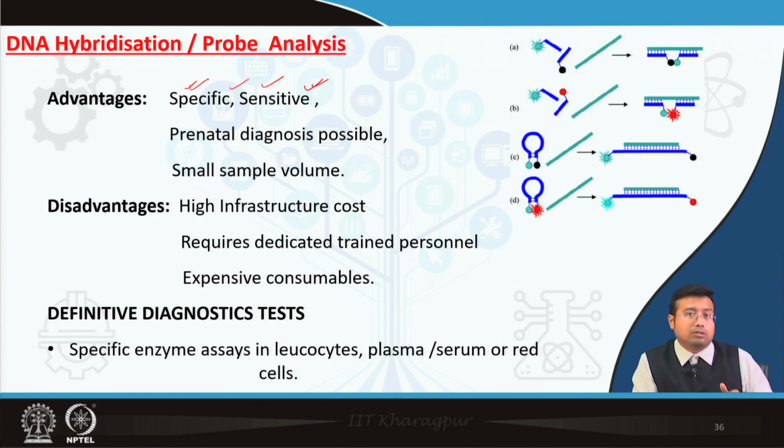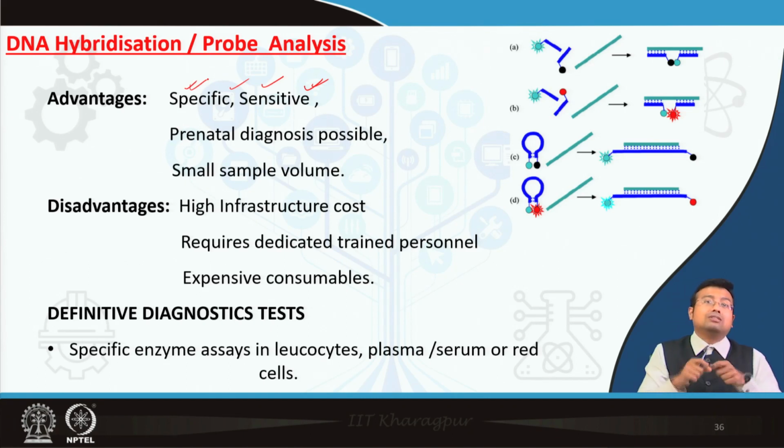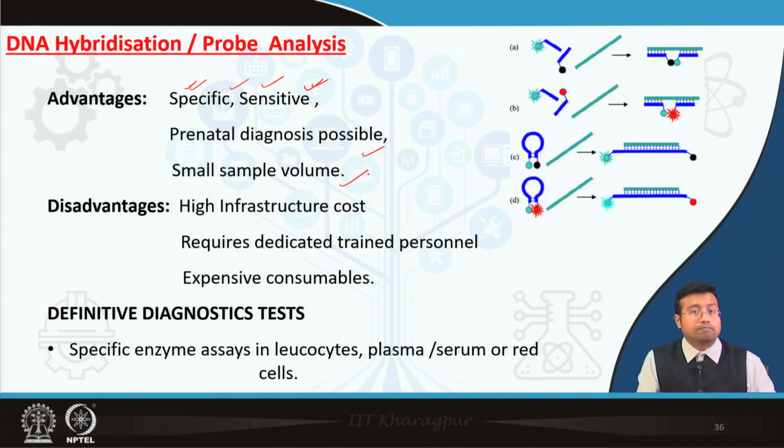Prenatal diagnosis is possible. Samples, as I told you, obtained from chorionic villus sampling and amniocentesis can be analyzed genetically, and even with small sample volume this definitive test can be done. However, it is not always feasible because the infrastructure cost is very high, we require dedicated and trained personnel, and it is very expensive to sustain, all right.